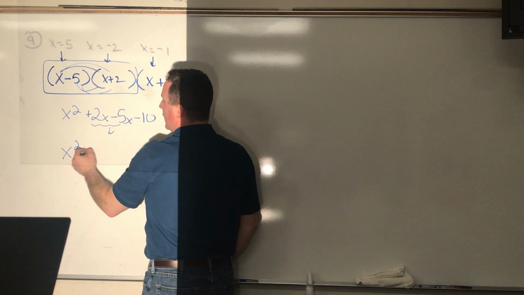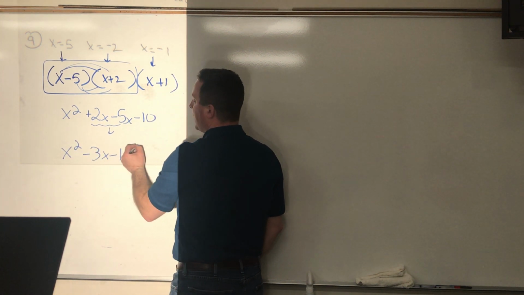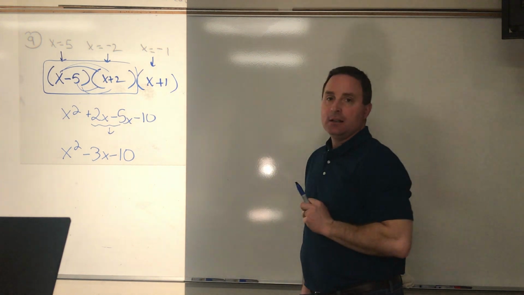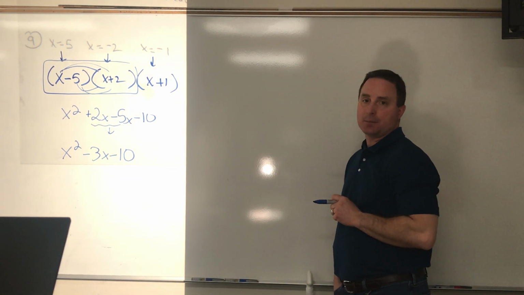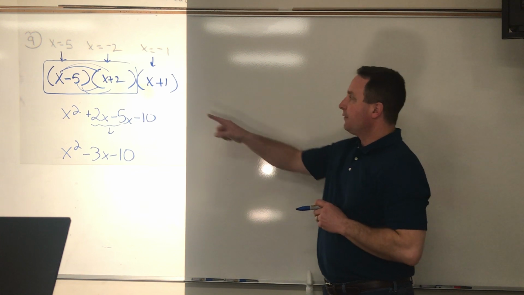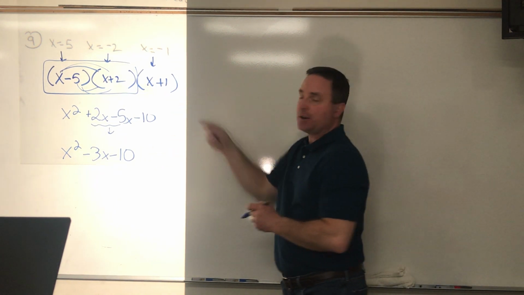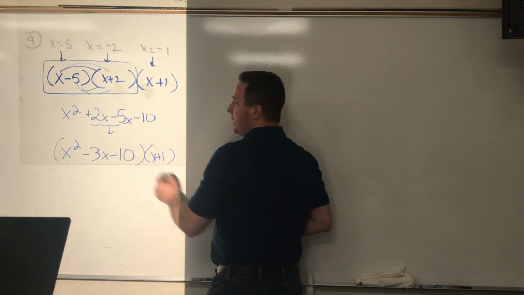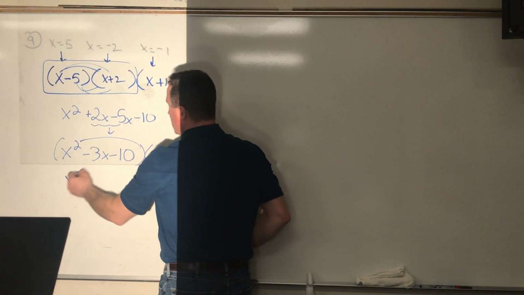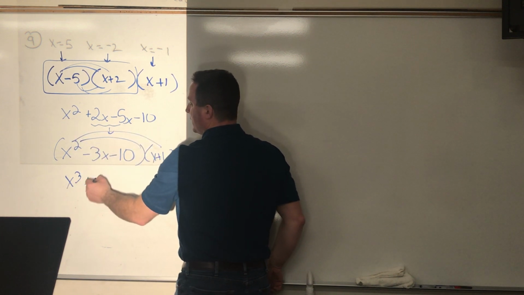And I get x squared minus 3x minus 10. I did that kind of fast, but that's what I get when I multiply the first 2 terms together. I now have to multiply that by the third term, x plus 1. And if I FOIL that, I'm going to get x cubed plus x squared.